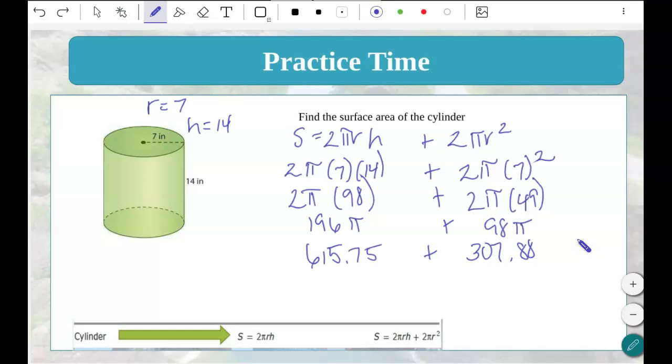And then add those together. Use your calculator, 615.75 plus 307.88. Comes out to 923.63. Okay, and remember the first part of this formula is the lateral. So the lateral would be 615.75.